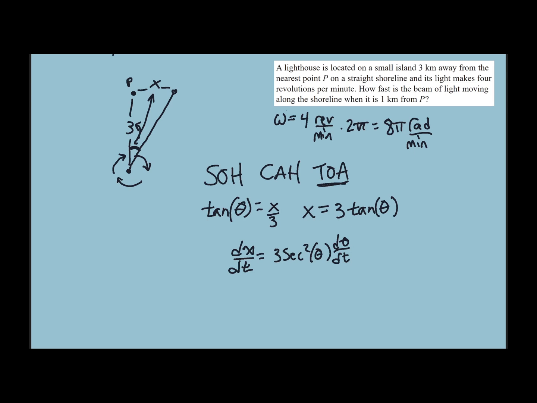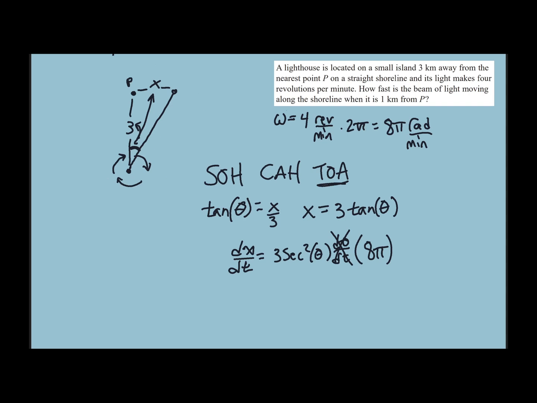And I like this so far. So this is what we're looking for. We just have to figure out what this stuff is. Well, we know d theta/dt because we just solved it. It's 8 pi radians per minute. So we'll use that. And then what else do we know? Well, we know the tangent part. I don't know the secant squared part.